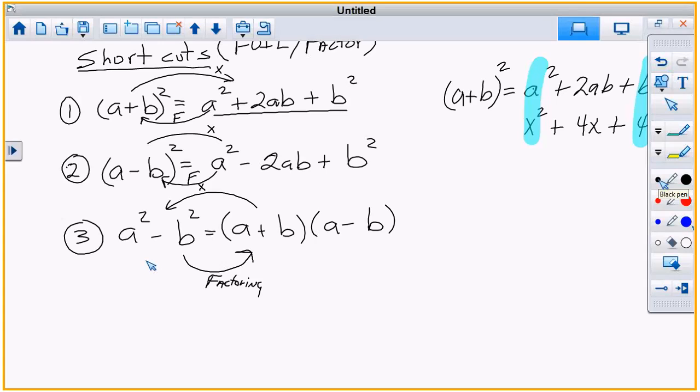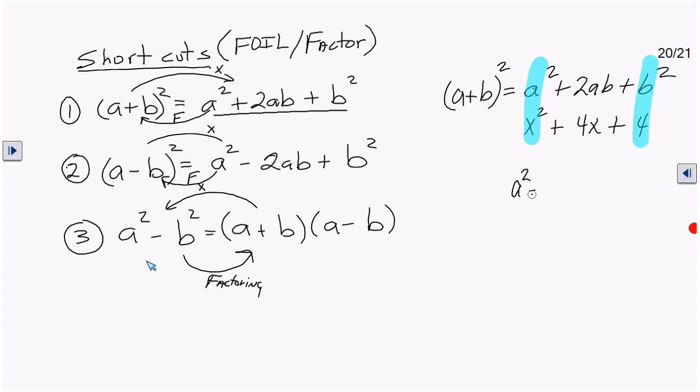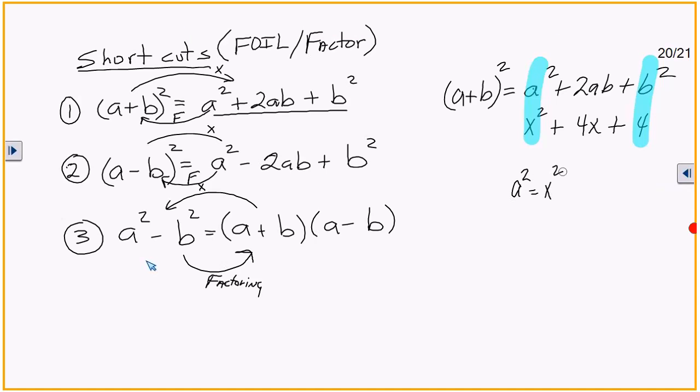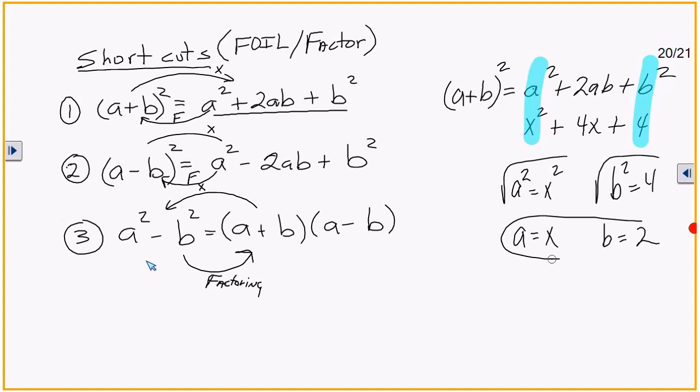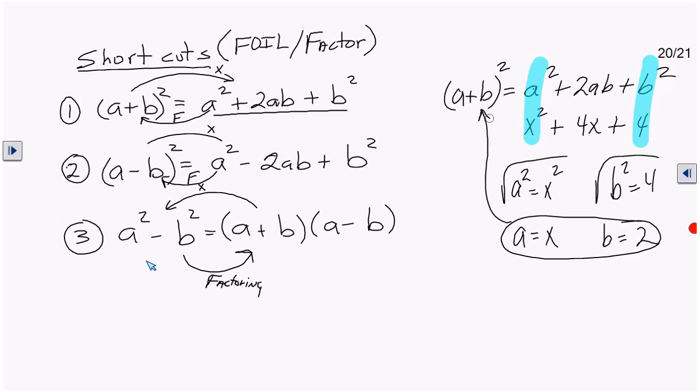So a squared is equal to x squared, and b squared is equal to 4. Take the square root of this, take the square root of that. A is equal to x, b is equal to 2, and I take those two and plug into that, and my answer is x plus 2 quantity squared.